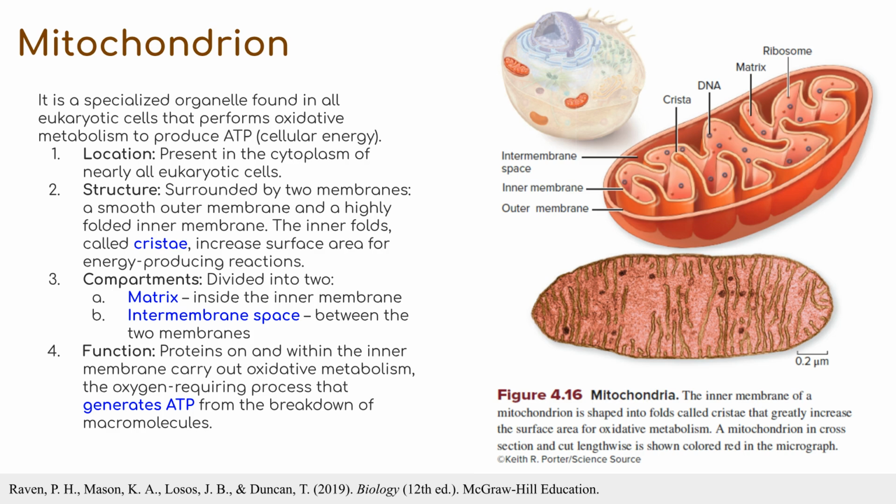Structurally, the mitochondrion has 2 membranes. The outer membrane is smooth, while the inner membrane is highly folded. These folds, called cristae, increase surface area and allow more energy-producing reactions to occur. Because of these membranes, the mitochondrion has 2 compartments: the matrix, which is inside the inner membrane, and the intermembrane space, which lies between the 2 membranes.